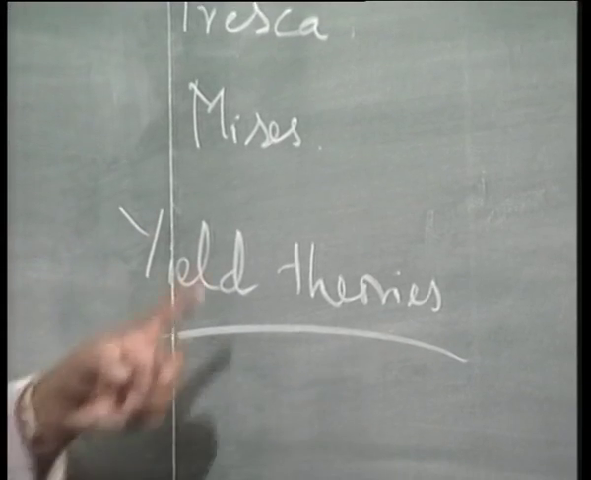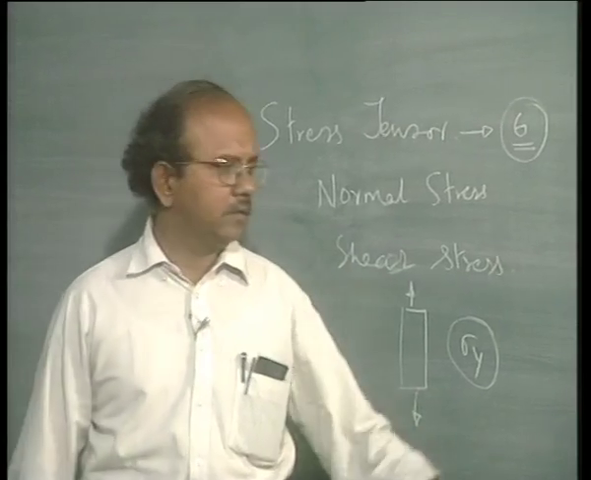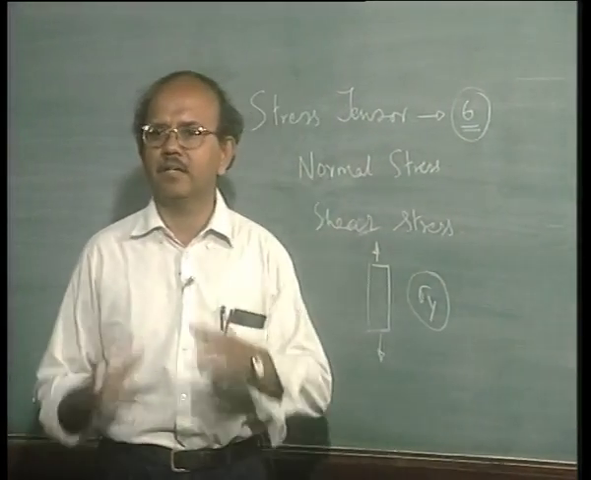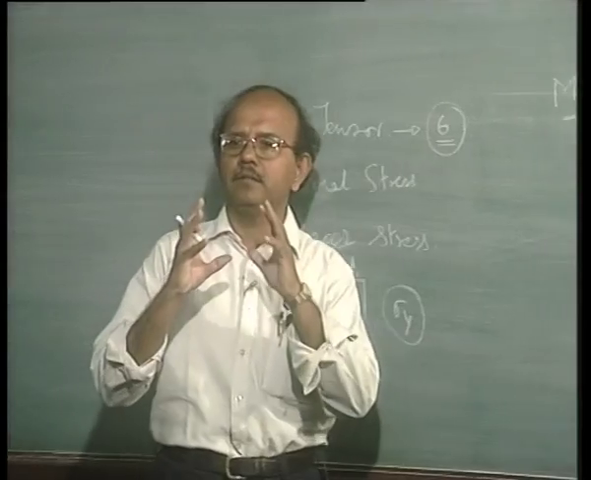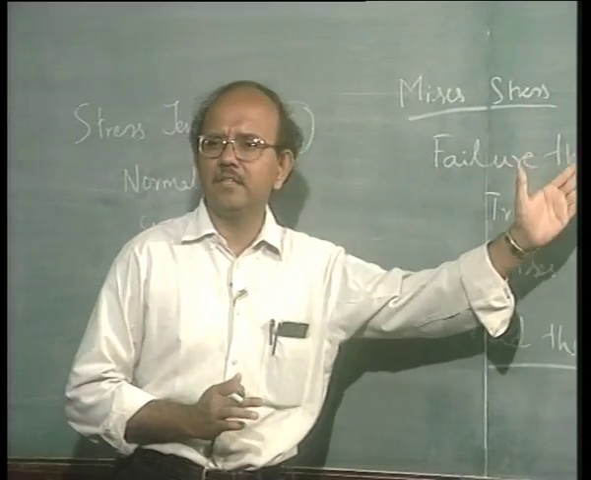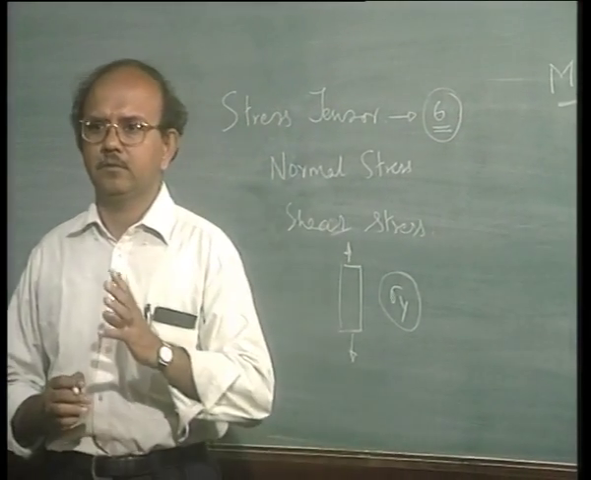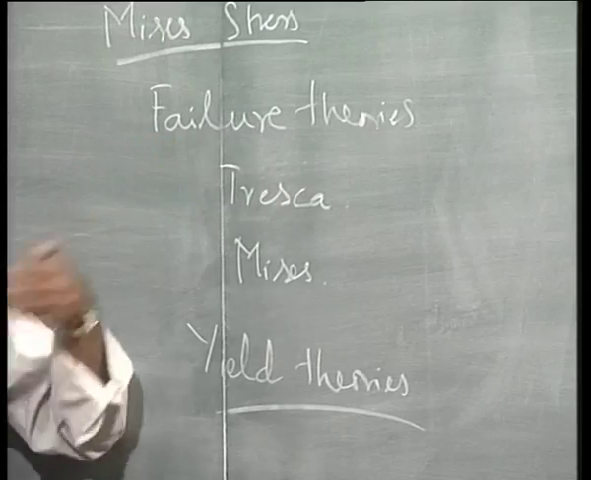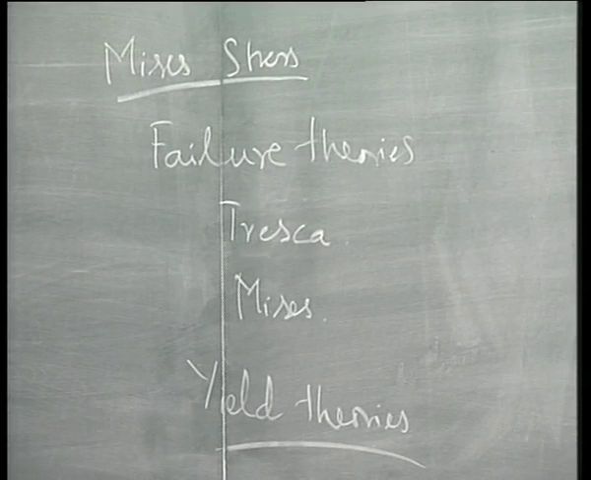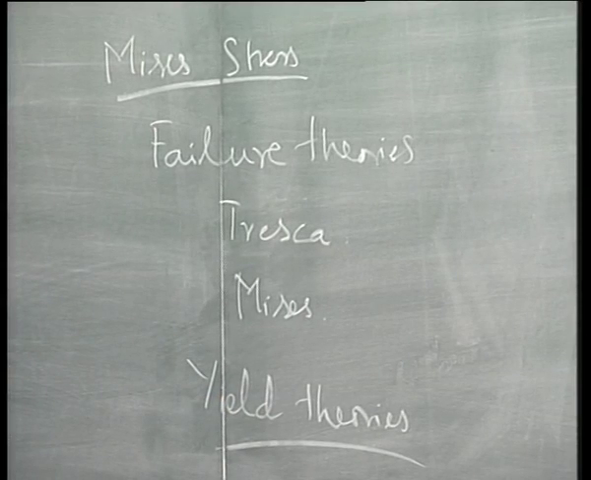Or in other words, these theories, since they signify the yielding of the material, in other words, yield theories are nothing but yield criteria to signify that the material is going to yield. In much simpler terms, failure theories signify a criteria for the material to yield. So, that is what we mean when we call things failure theories.